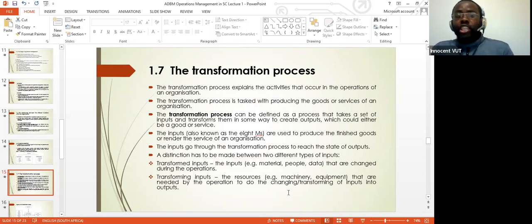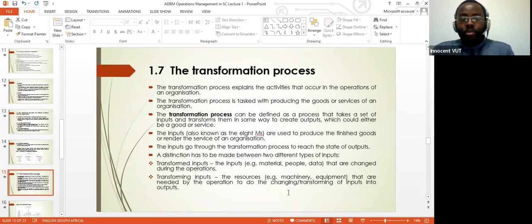So the inputs that are used by the transformation process are known as the 8 M's and are used to produce the finished goods or render the service of an organization. We'll look at these 8 M's later on in the next page. So the inputs go through the transformation process to reach the state of outputs. We have inputs, then they go through the transformation process where they are processed, and then we get outputs. That's the transformation process.